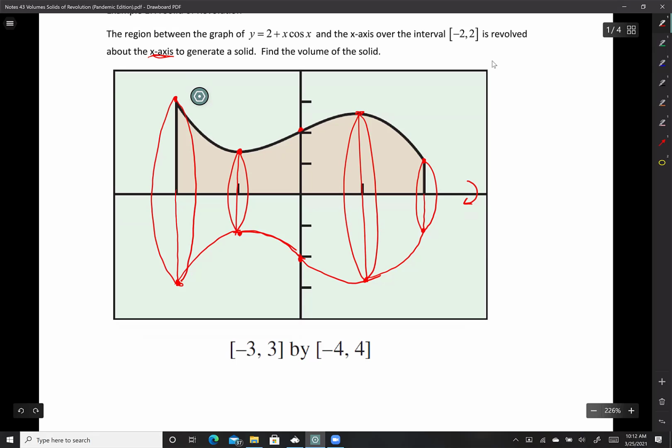That slice, Travis, I don't know what you're talking about when you're saying circle. That slice there, that's a cut. If I cut it in two dimensions, it just looks like this.